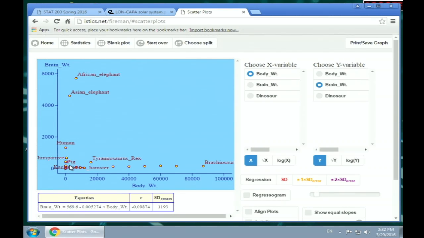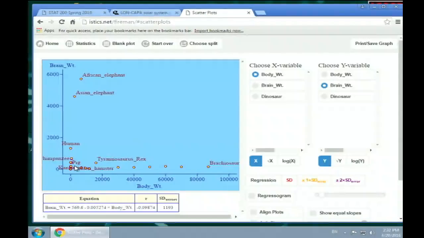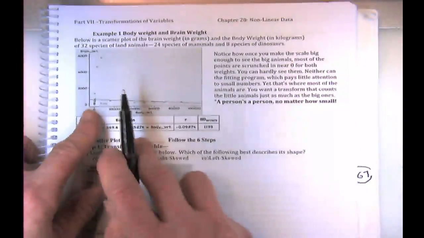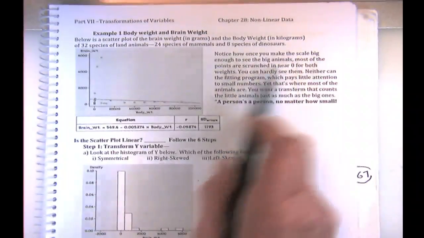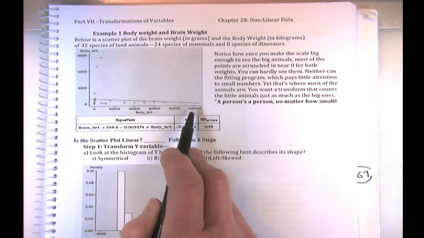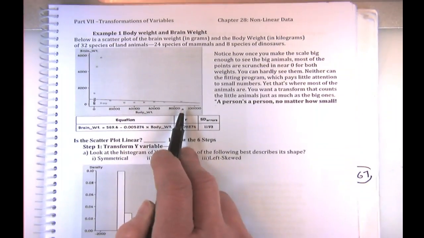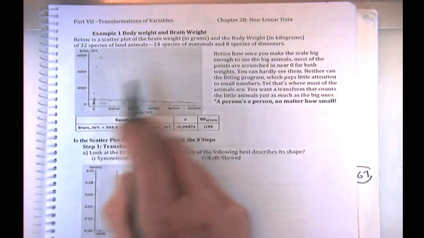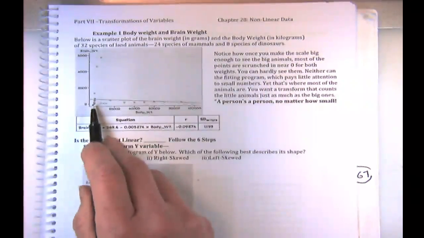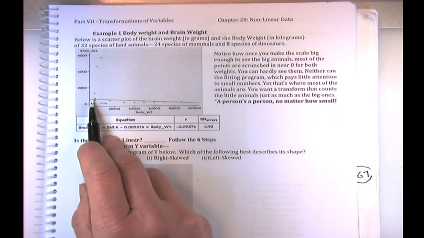So let's just go back to the notebook for a minute. And so the problem is this: once you make the scale big enough to see these big giant dinosaurs here, the big animals, and to see the elephants, most of the points are scrunched in near zero. All these animals are scrunched in near zero.